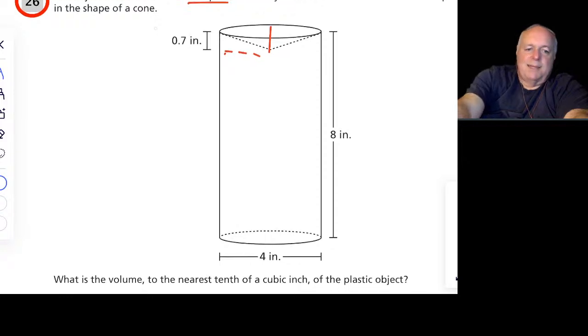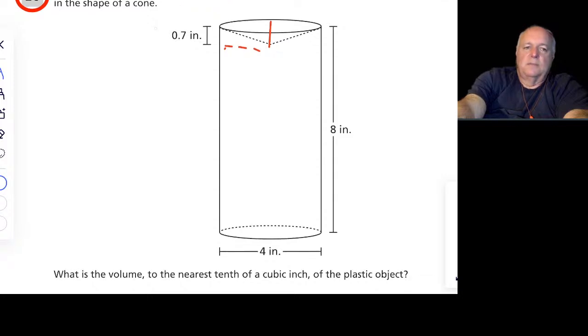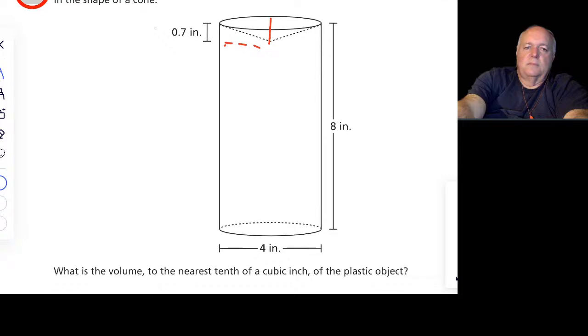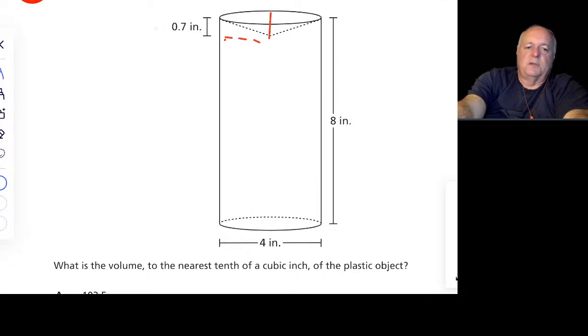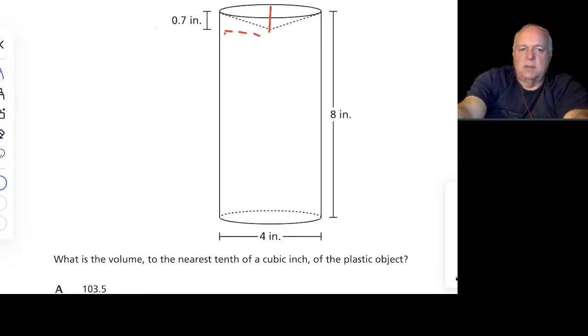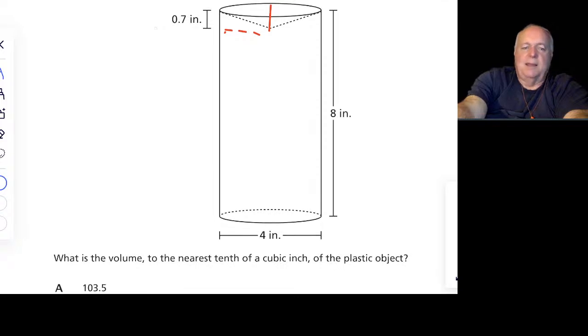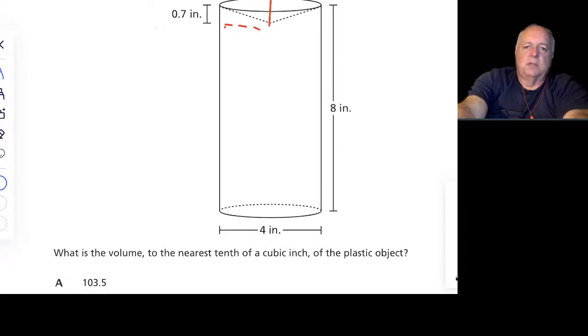What is the volume to the nearest tenth of a cubic inch of the plastic object? As always with geometry problems, there's a few ways to do them. Here they're looking for an exact number. This involves pi, so this starts to get annoying. In this case, you need to either do multi-digit multiplication or, like I said earlier, use your calculator.